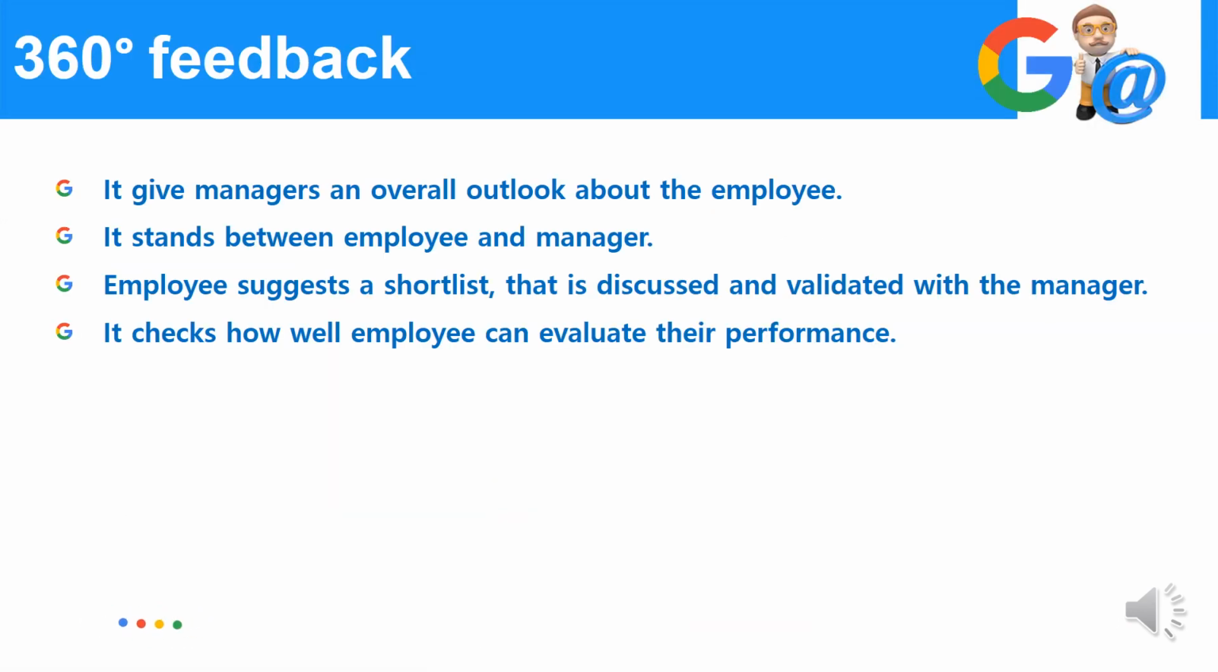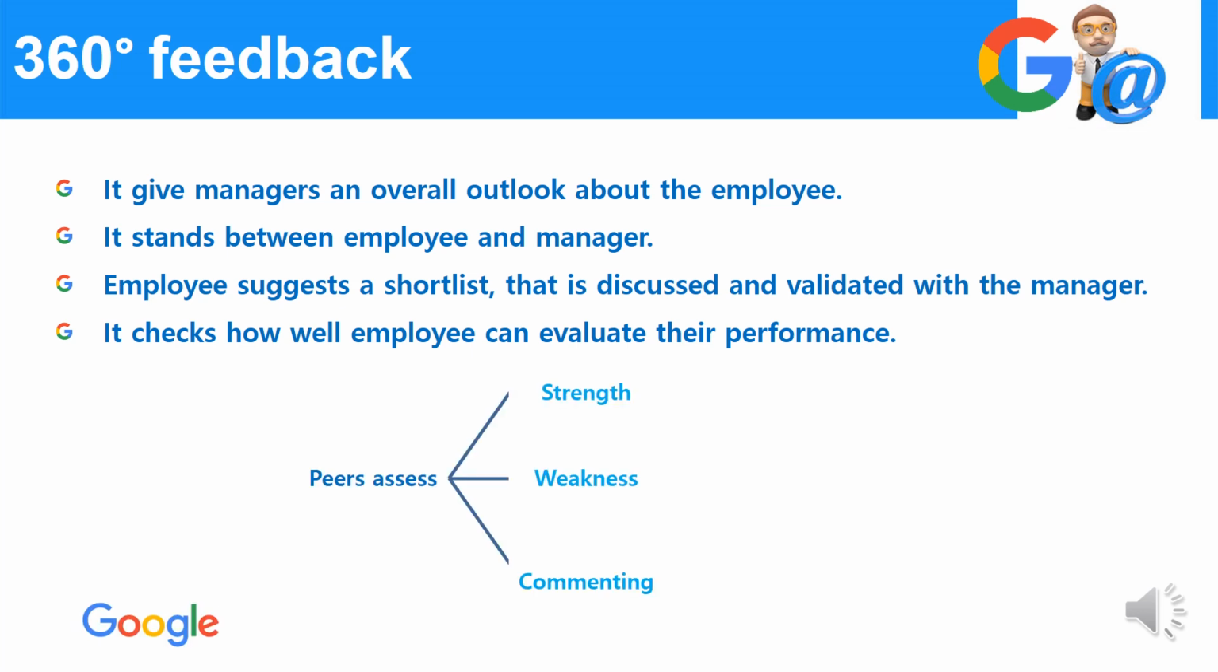360-degree feedback gives managers an overall outlook about the employee and it stands in between employee and manager. The report will not go out or do any harm to the employee. The employee suggests a shortlist that is discussed and validated with the manager, and it checks how well the employee can evaluate their performance. The peer assessment will be done according to three factors: strength, weakness, and comments. The employees will be evaluated according to the opinions of peers too.